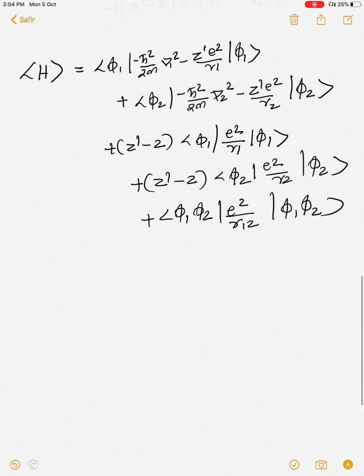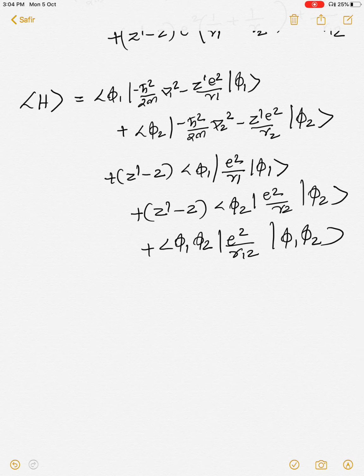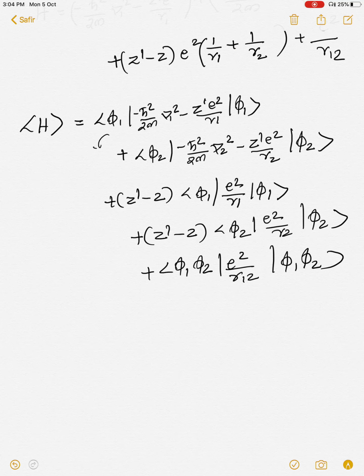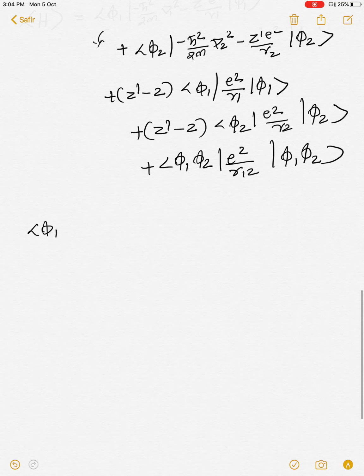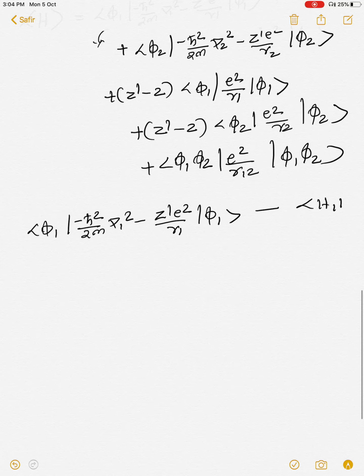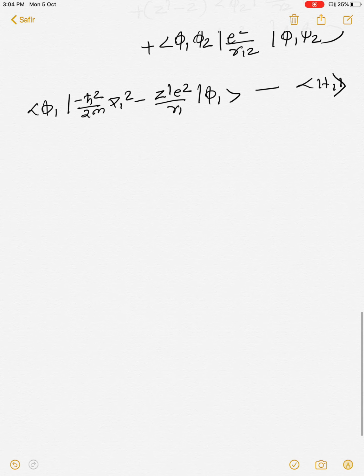So my aim is to find all these five terms. I need to calculate them, and altogether we get the expectation of H. This is the problem in this exercise. So I took the first term here, which I call H1: phi 1 times minus h cut square by 2m del 1 square minus z prime e square by r1 phi 1. I call it the expectation of H1. So my aim is to find this one first.